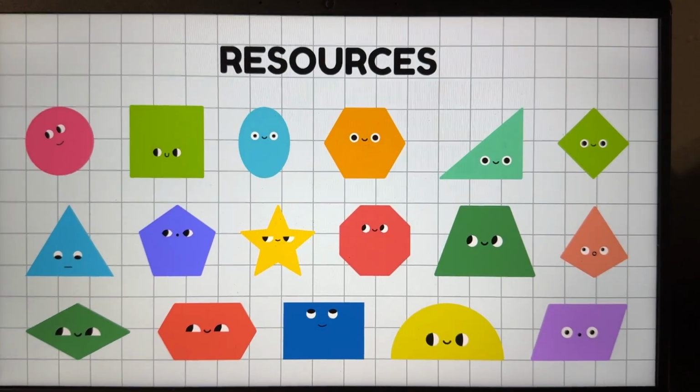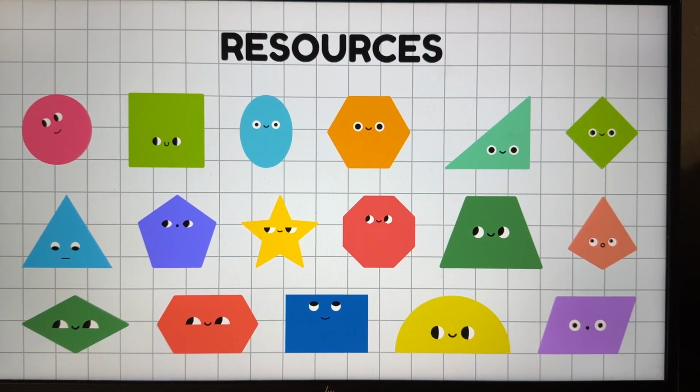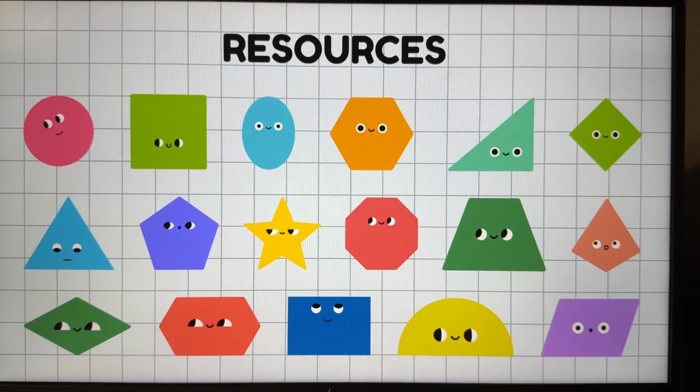For our resources, my favorite part of the presentation, all our good old shapes here.